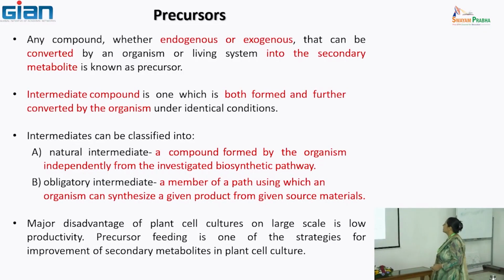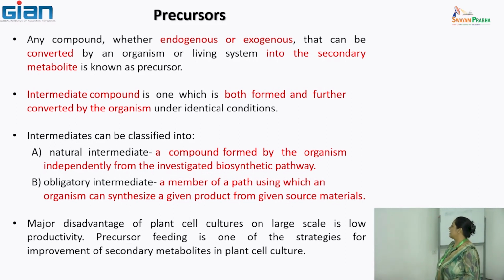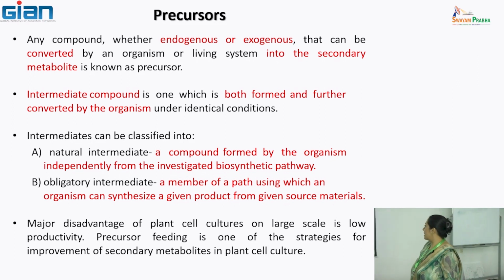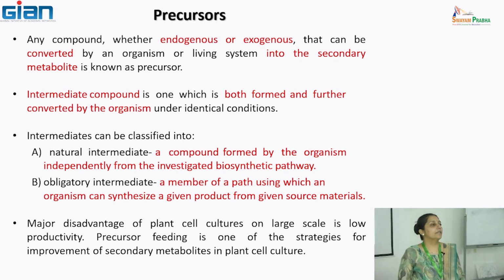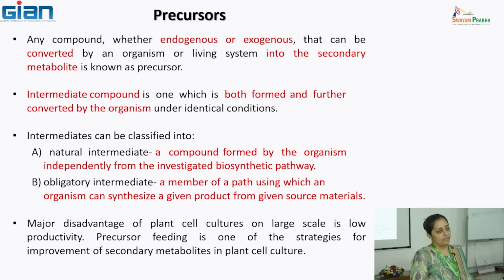So a natural intermediate is a compound formed by the organism independent from the investigated biosynthetic pathway. An obligatory intermediate is a member of the path. Sometimes in this terminology, we also call them indirect precursors.